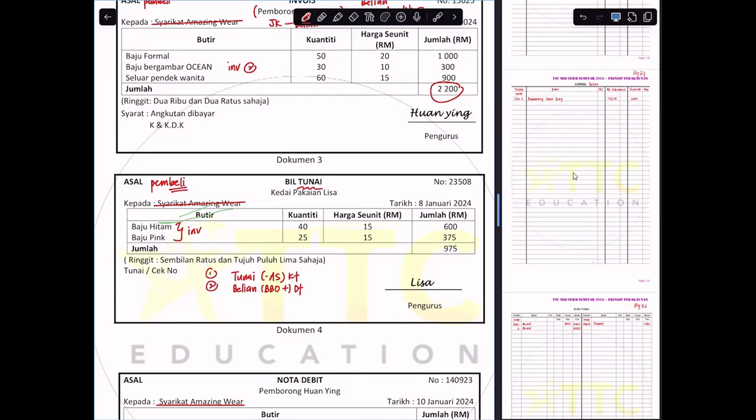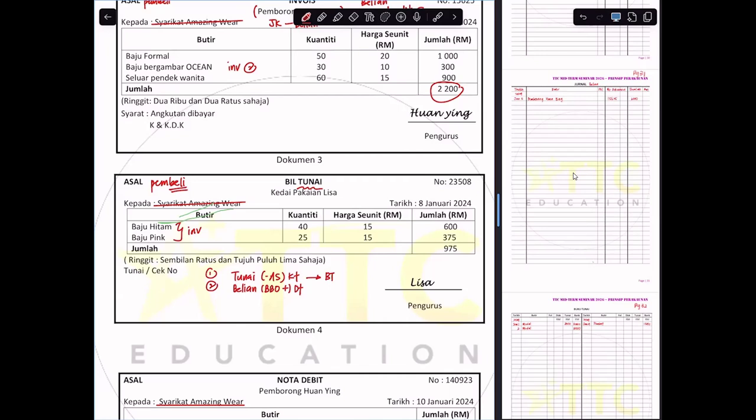So which BCP should we record? First account tunai, second account belian. And we saw the keyword tunai. Tunai always keep it for which buku? Yes, buku tunai. We got buku tunai ringgit.